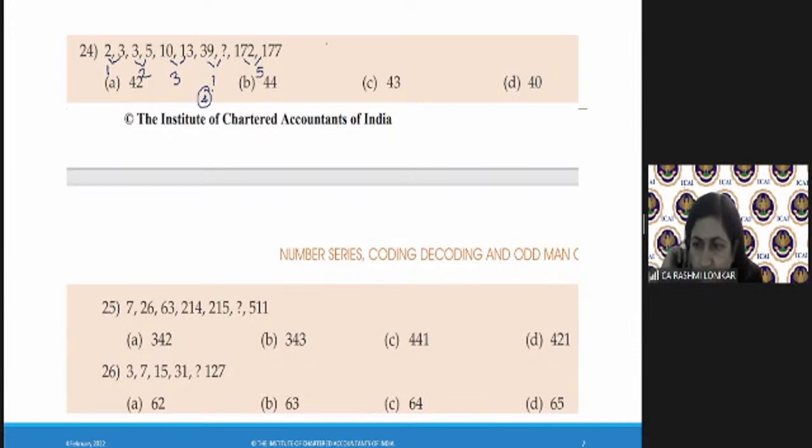So my number will be 39 plus 4, which is equal to 43. Which option? C will be the correct option over here. So 24th, C will be the correct option. Okay, let us move to 25th.